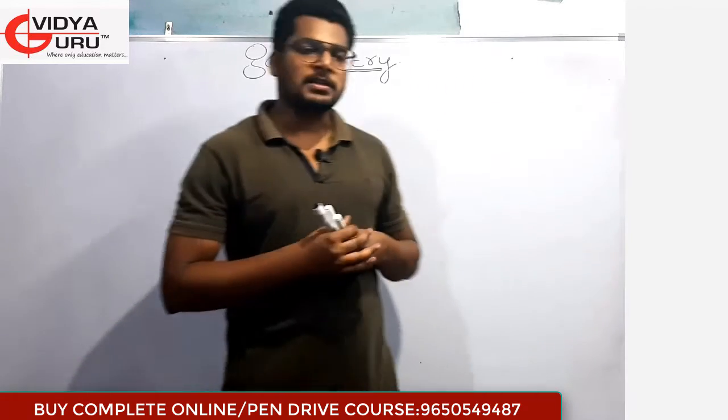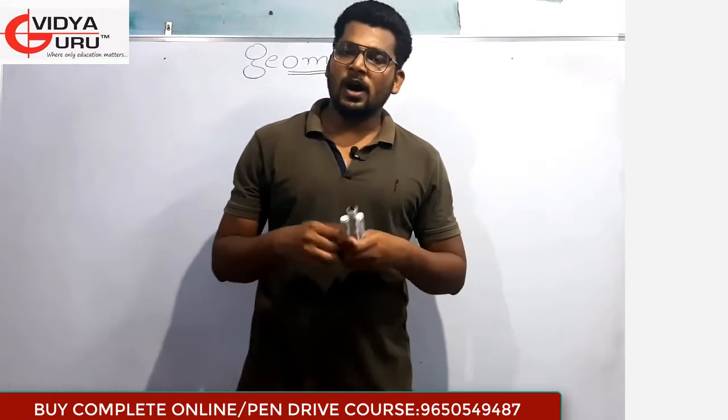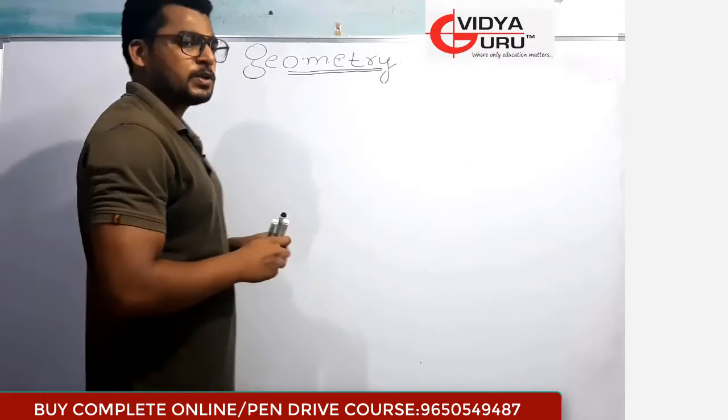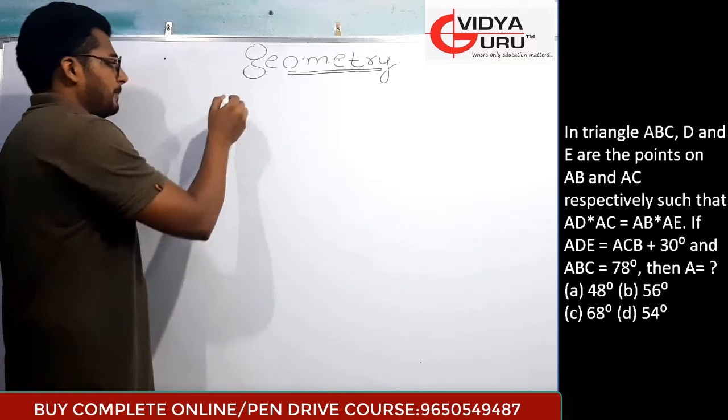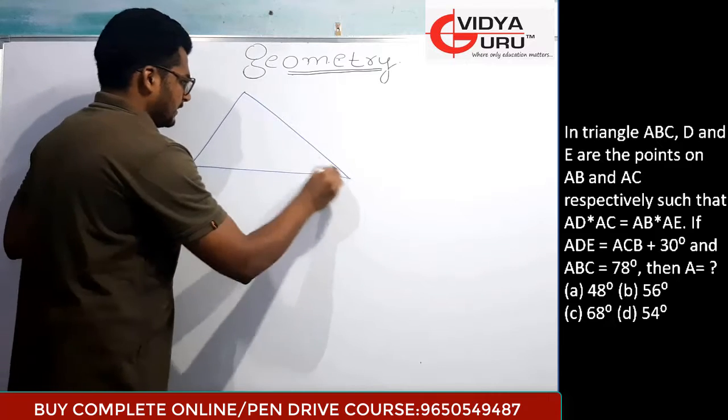Today we are going to discuss some most important questions of geometry. So coming on to our first question. What is the first question saying? There is a triangle ABC.